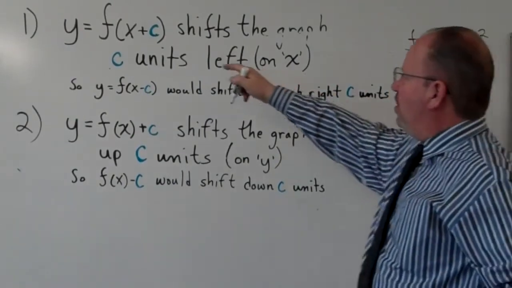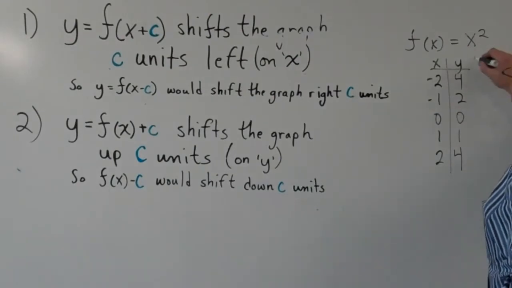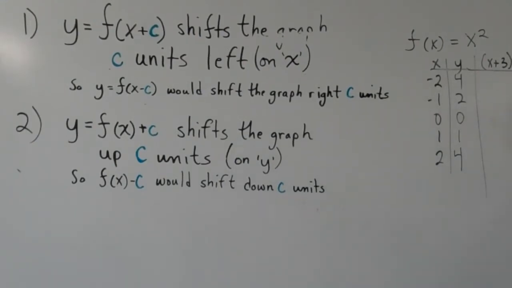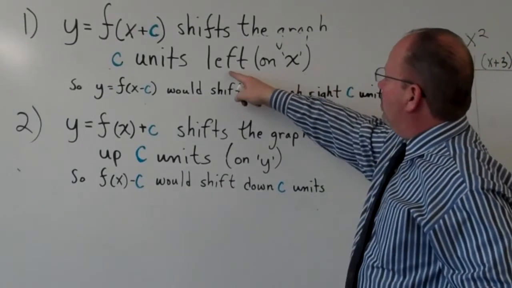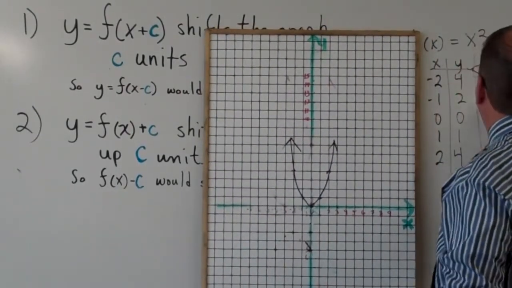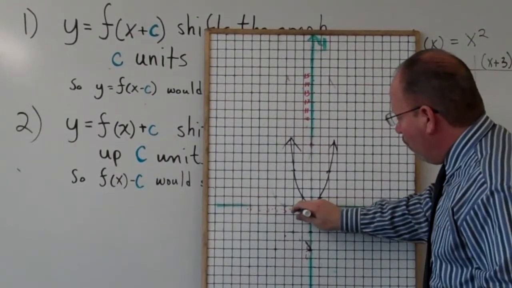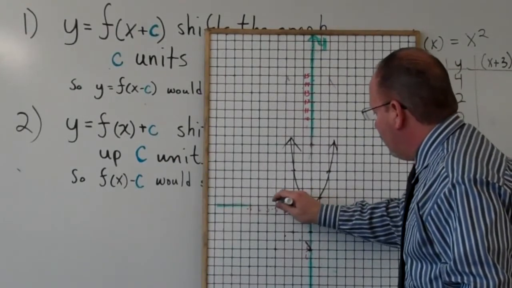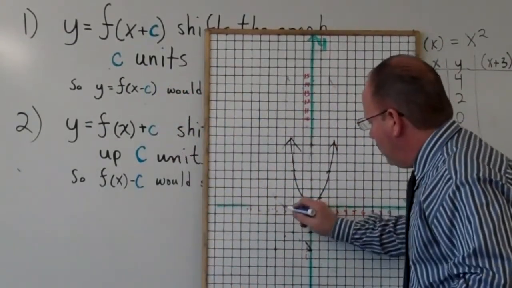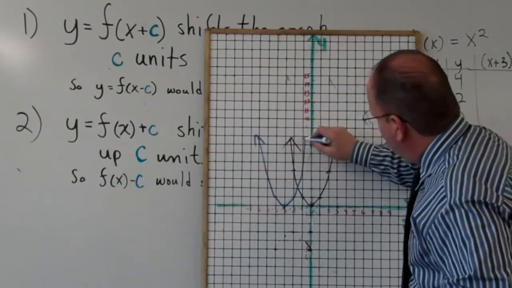Well, what this rule says is that if we had some x plus some number c squared, let's call this x plus 3 squared, we would just move this whole graph of f of x to the left c units. In this case it's 3 units. So f of x equals x plus 3 quantity squared. This whole graph would just move over 3 units, and we would just graph it over here. It's just the same graph moved over.